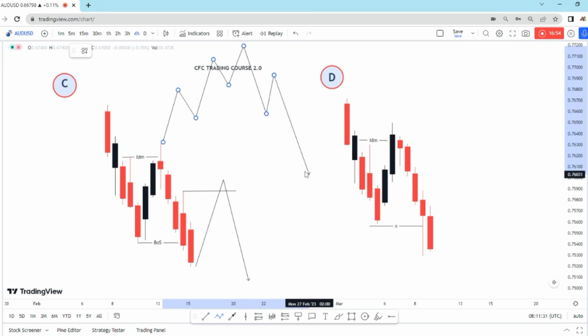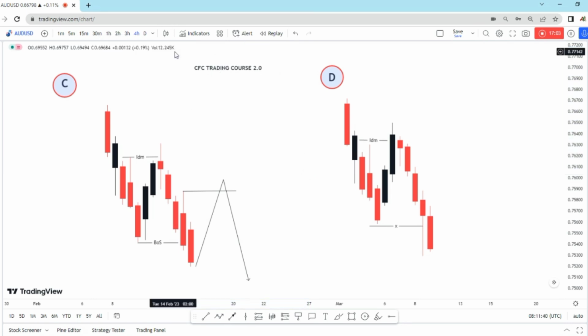And a change of character can be identified in two ways. Either price has tapped into a supply or demand level, or price will not tap into a supply or demand level. So let's find out how we can identify this.